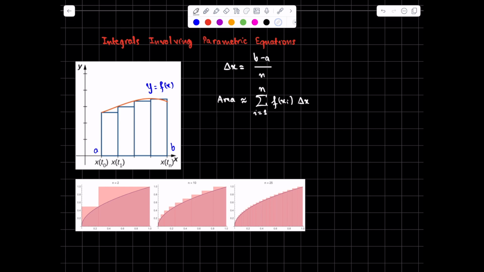Now in order to increase the accuracy of the approximation, what we do is let n go to infinity, or increase the number of rectangles used in the approximation to infinity. And when you do that, you have an exact evaluation of the area. So here the area becomes equal to the limit as n goes to infinity of the sum of f of x sub i times delta x for i going from 1 to n.